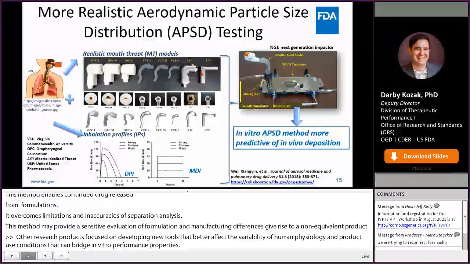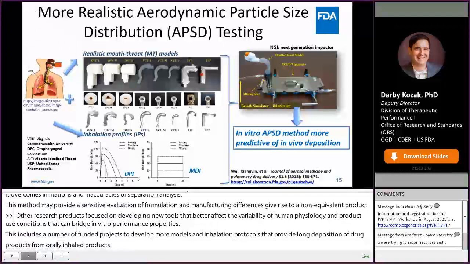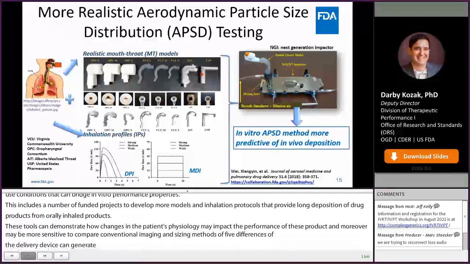These new tools can help demonstrate how changes in the patient's physiology may impact the performance of these products, and moreover, may be a more sensitive measure, compared to conventional imaging and sizing methods, of how differences in the delivery device can affect the generated spray properties that may lead to differences in drug delivery. Ultimately, these tools and tests may help bridge potential knowledge gaps that would otherwise need to be addressed by a comparative clinical or pharmacokinetic study.